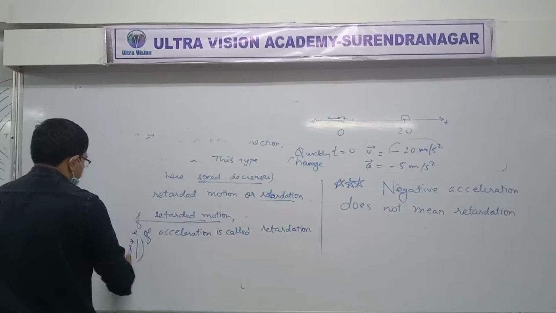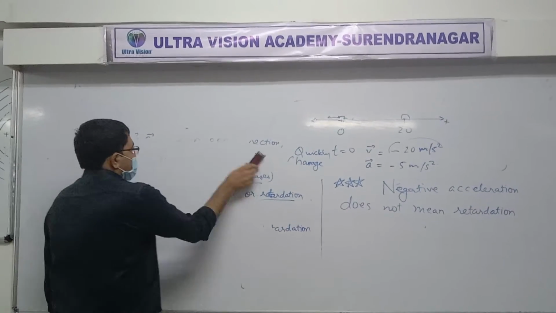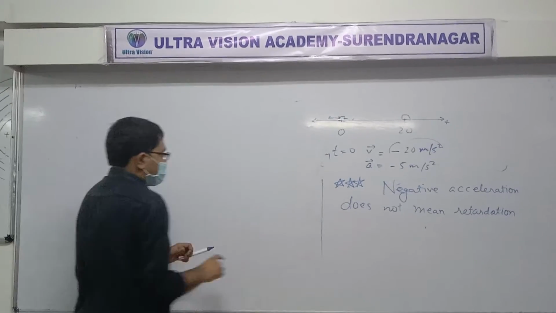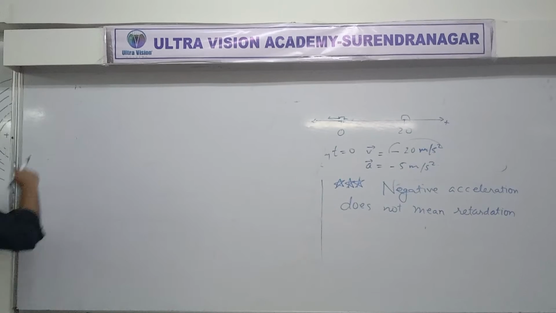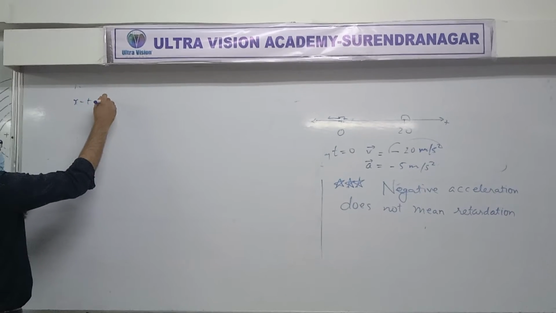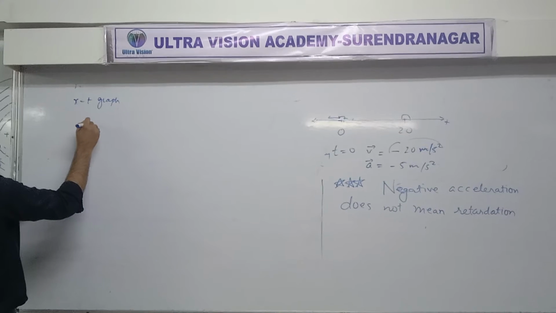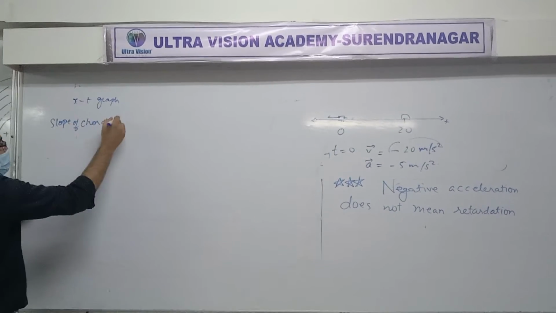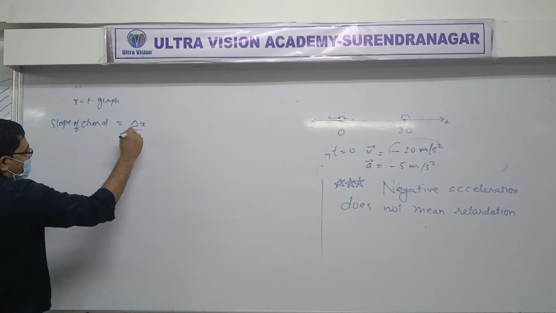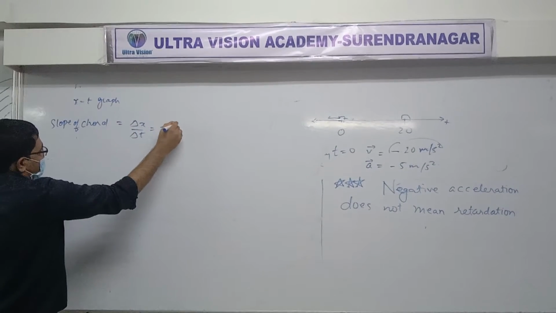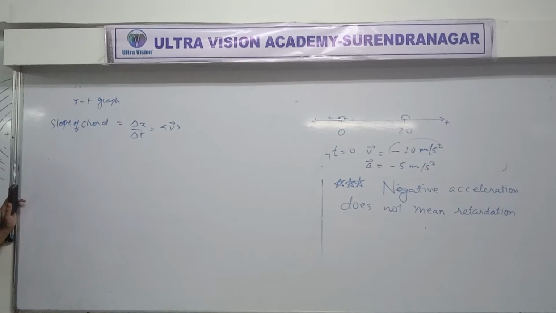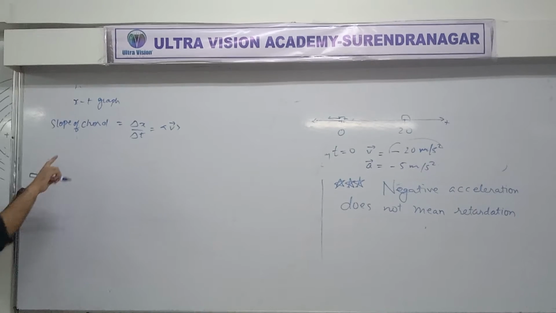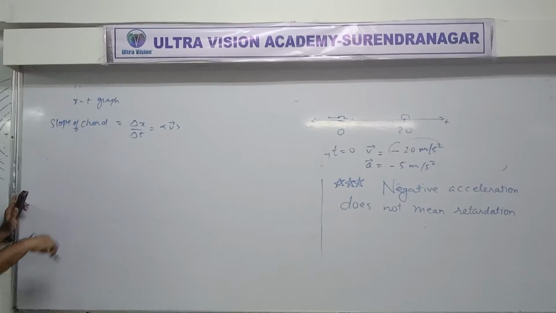So earlier we have learned the use of the XT graph, just making you recollect what we have learned. If there is an XT graph and you draw a chord and find the slope of the chord, what do you get? The slope of the chord will be equal to delta x by delta t. That is nothing but average velocity. Tan theta. But ultimately, this quantity is average.